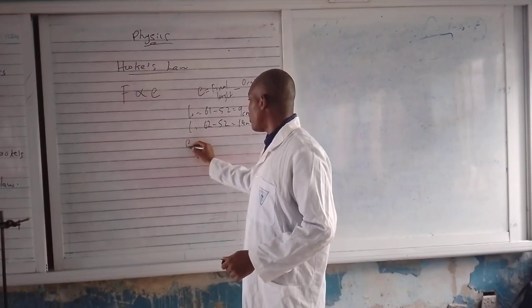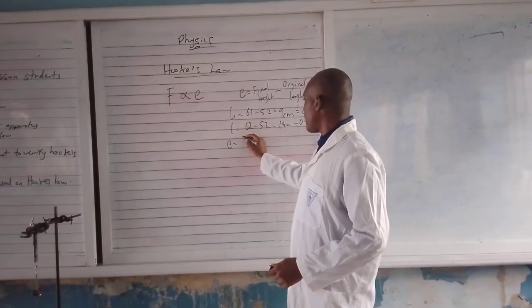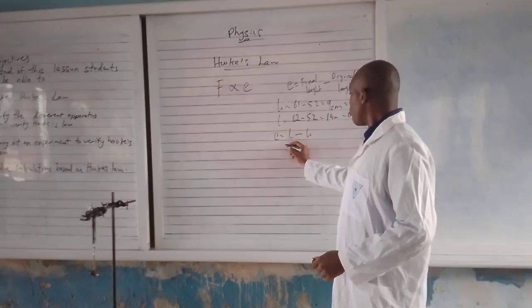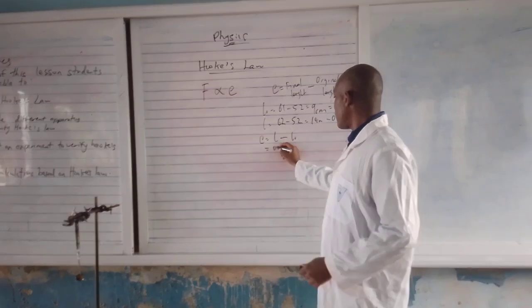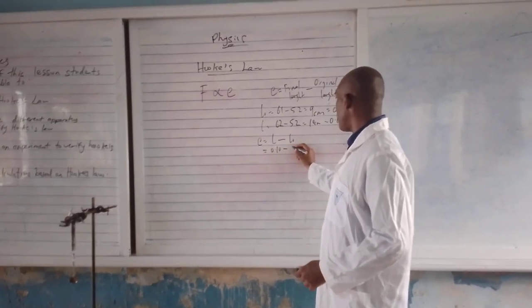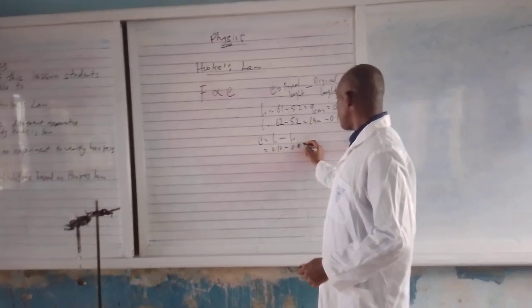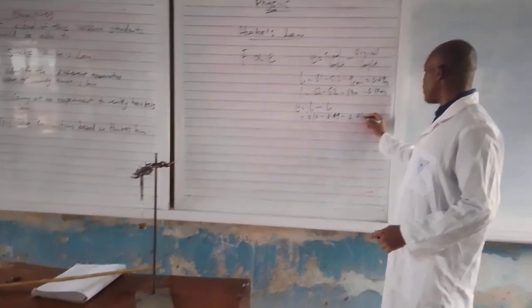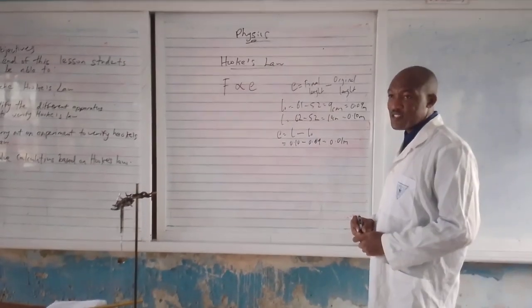Can you notice that we can now get the extension in this case? And then my extension, the formula for extension is what? Final length minus original length. My final length is what? 0.10 minus what? 0.09. That will give me what? 0.01 meter. That's the extension in this case.